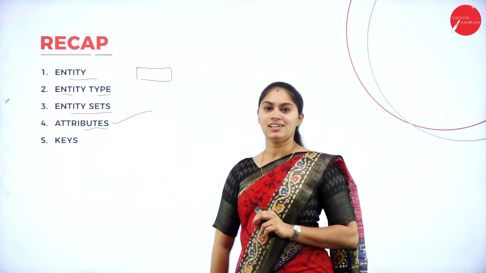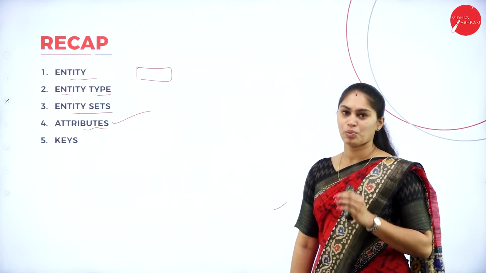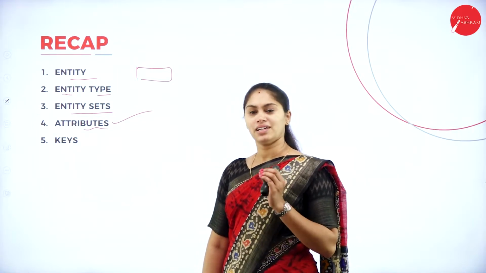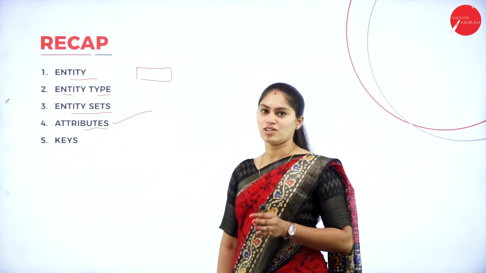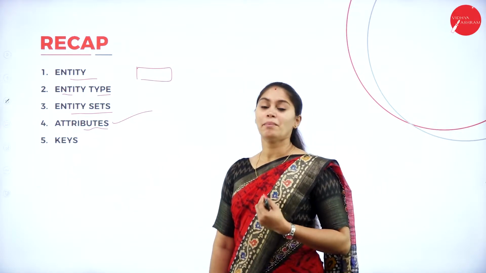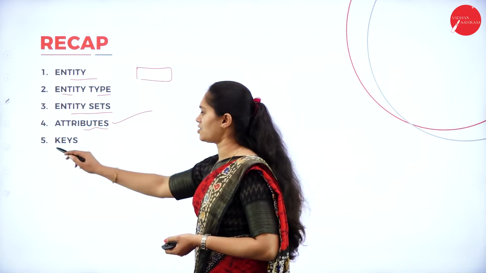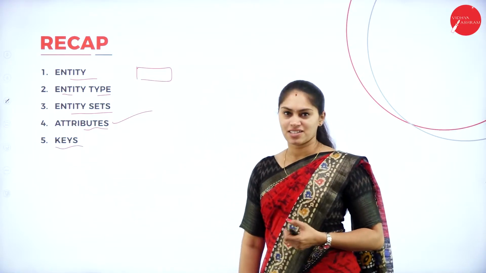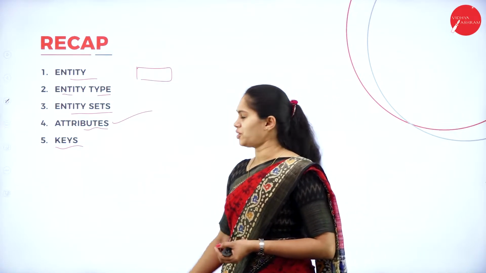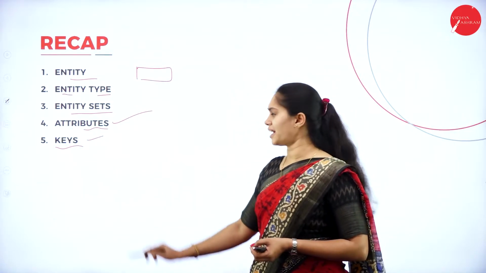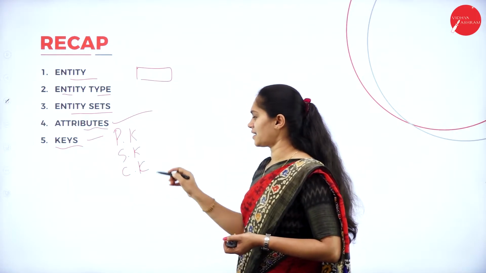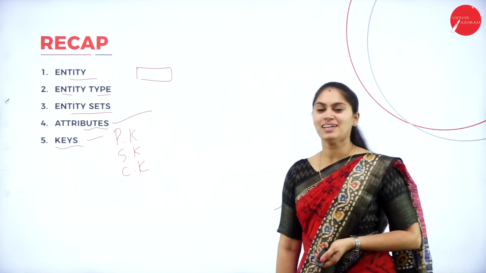We also learned about the types of attributes, whether it is a simple attribute, a composite attribute, and also a single valued attribute and a multi-valued attribute. I also discussed the keys. In order to identify uniqueness in the table, we use keys. There I discussed the primary key, super key, and candidate key. This is what I discussed in my previous session.